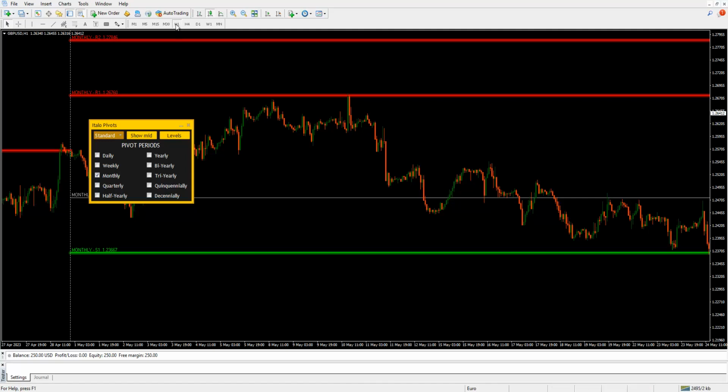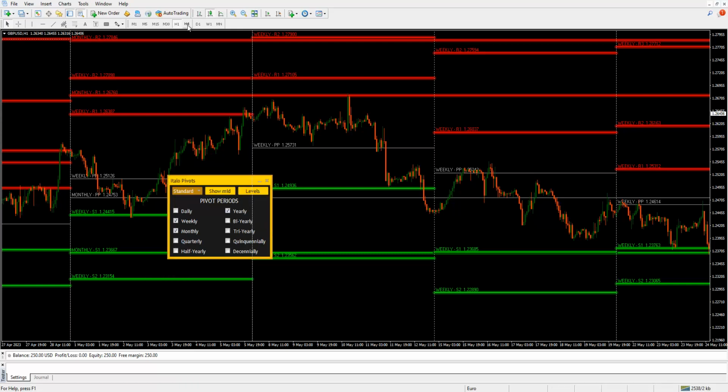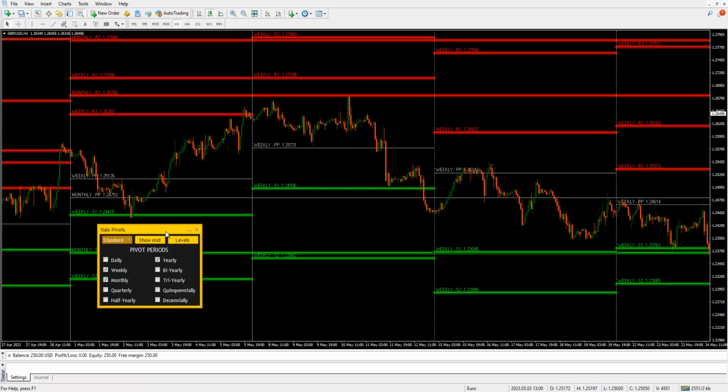I'm going to trade on H1 time frame. Here I will combine weekly, monthly and yearly pivot periods, below H4 time frame, 4 hours time frame. That's the best combination of pivot periods I found. The weekly, monthly and yearly on the same chart. I already have here an amazing trade.